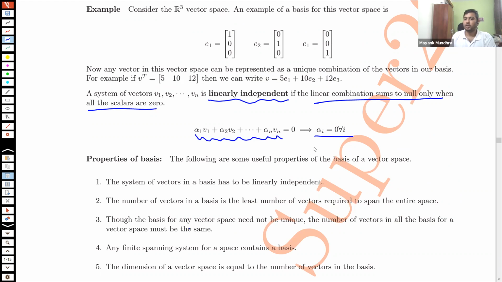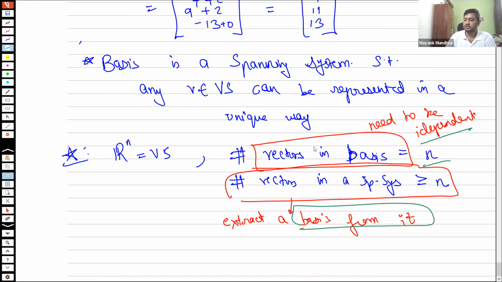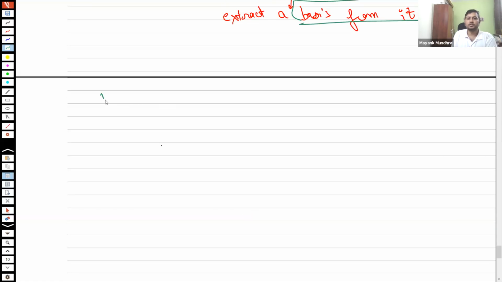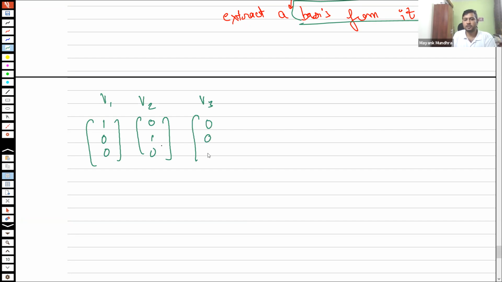Okay. So take the same 4 vectors which I was talking about, v1, v2, v3, and v4. My v1 vector is 1, 0, 0. v2 vector is 0, 1, 0. v3 vector is 0, 0, 1. And v4 vector is 1, 1, 0.